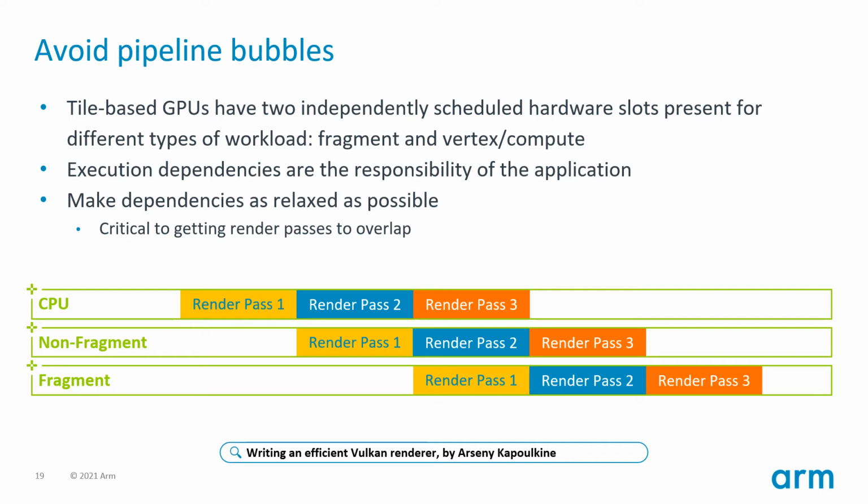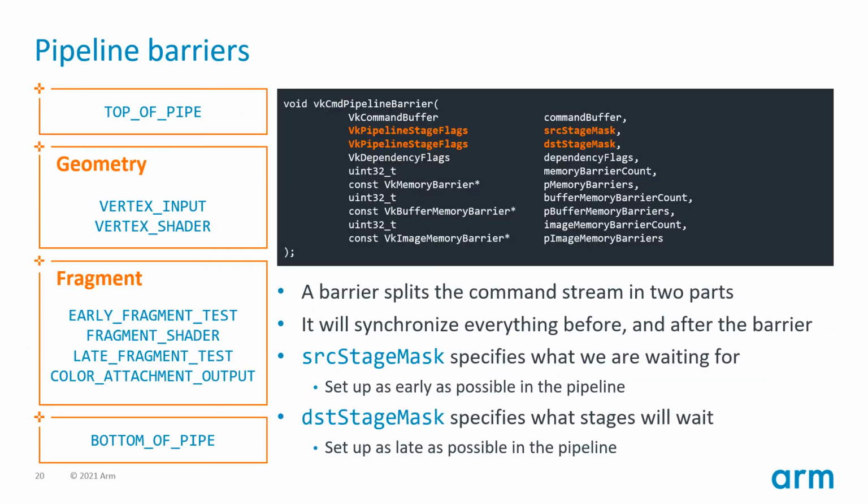In Vulkan, managing execution dependencies between GPU commands is a responsibility of the application. These dependencies need to be strict enough to ensure correct rendering, but not so strict that they prevent parallelism. To specify these dependencies in Vulkan, we can use pipeline barriers.